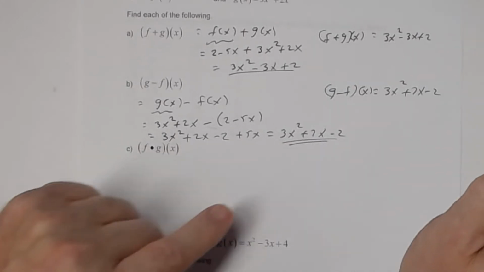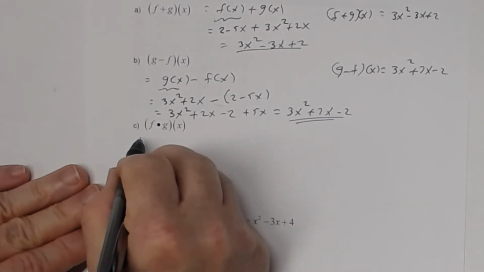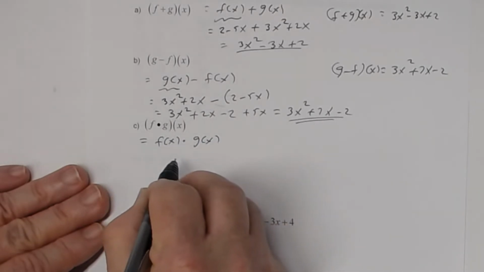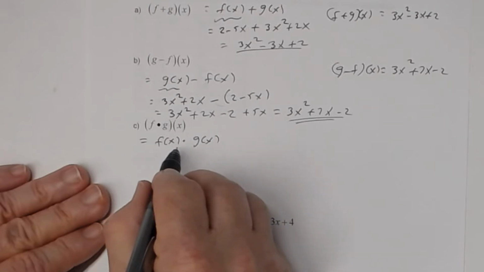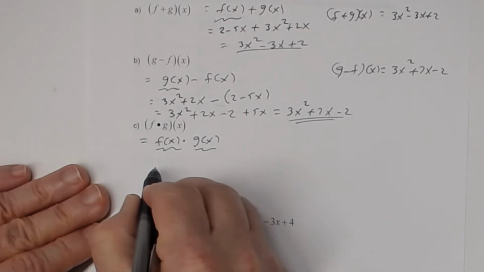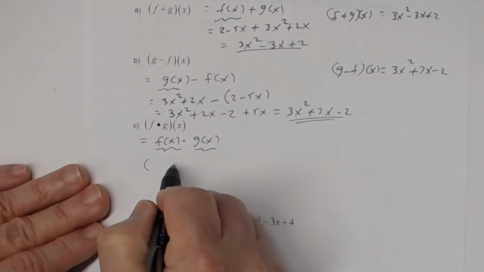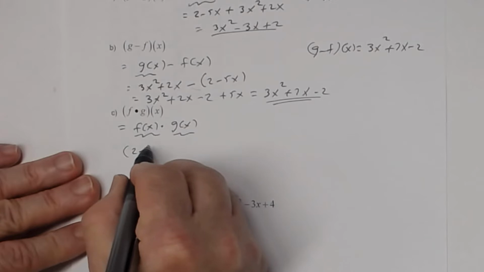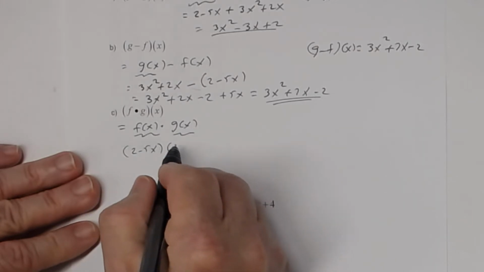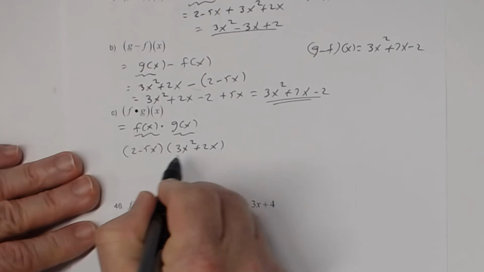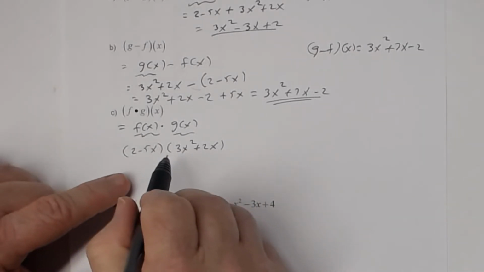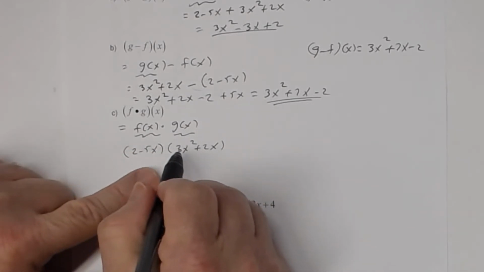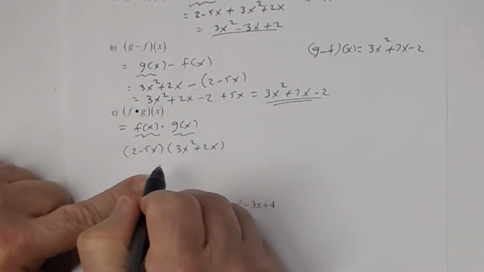Over here you're multiplying, so by definition that is f of x times g of x. Now notice you're multiplying functions, so you've got to put those functions in parentheses. Well, f of x is this right here, and g of x is this. So f of x is 2 minus 5x, and then g of x is 3x squared plus 2x. And notice I put those in parentheses. Because if you didn't put in parentheses, technically you're only multiplying these two terms right here, and that's not true.